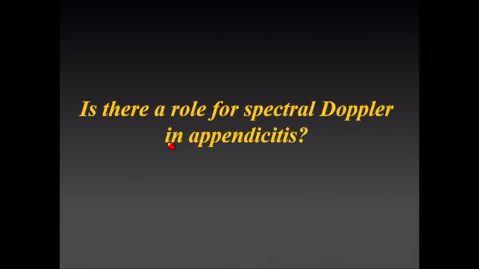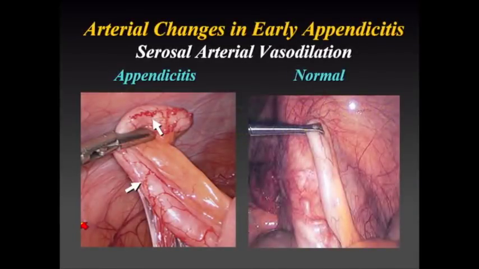All right, well, let's push that a little bit further. If we're able to visualize flow in the wall, why don't we get more than just a qualitative view? Why don't we get more quantitative data? Why don't we push this even further and get spectral Doppler tracings? So what is the role of spectral Doppler in acute appendicitis?